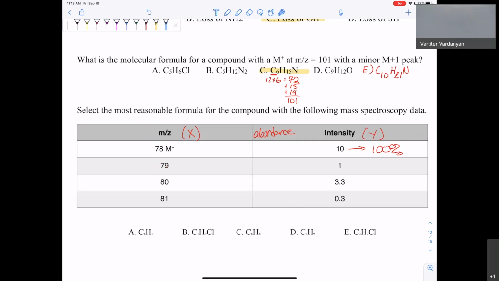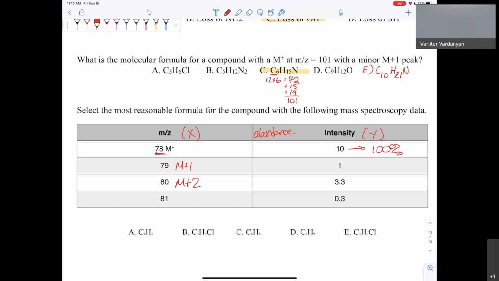We know that the M plus peak is at a mass of 78. So at a mass of 79, what peak would we have? M plus 1, and then after that, M plus 2. He likes to give you this thing just to trick you, but that is like 0.3, just a minor peak. With this information at hand, what atoms are going to be in that molecule?